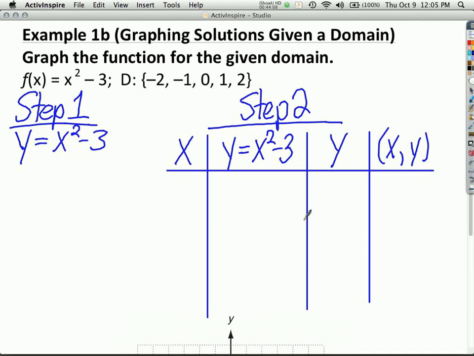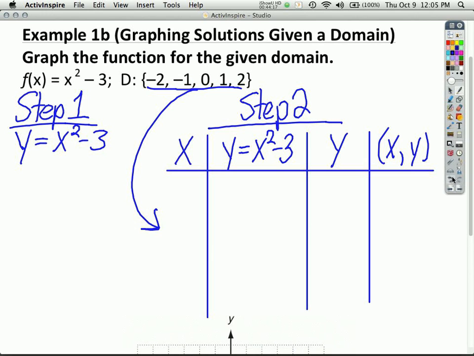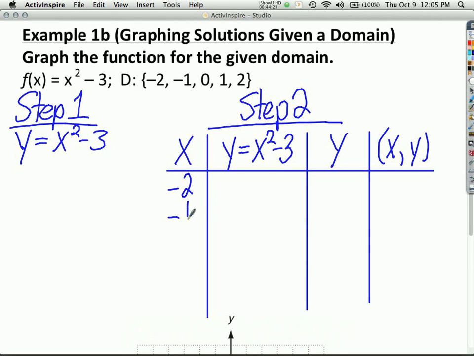And the domain, the x values, gets put right here. Those are the numbers that we are being asked to use. So, list them. -2, -1, 0, 1, 2. Take the input, put it in the function, get the output, form an ordered pair.